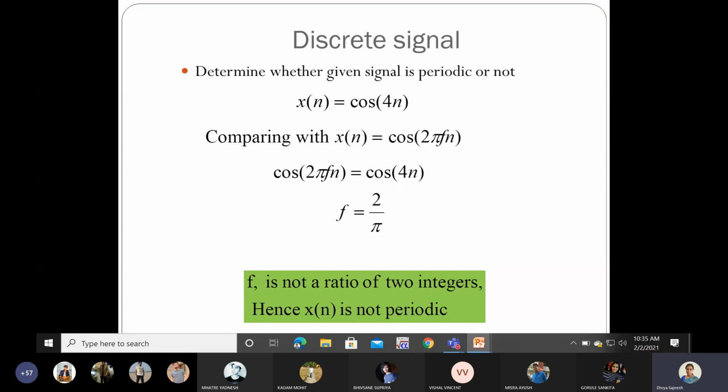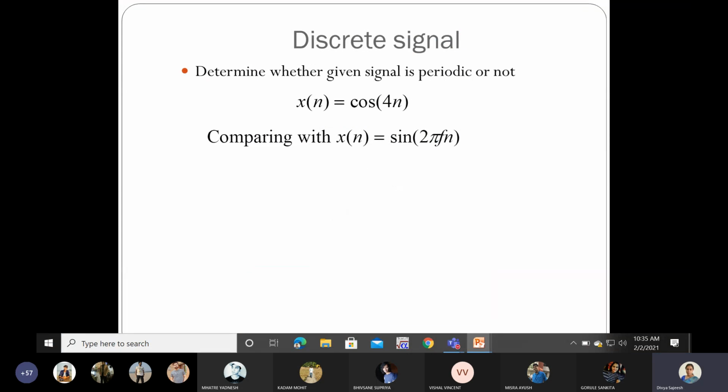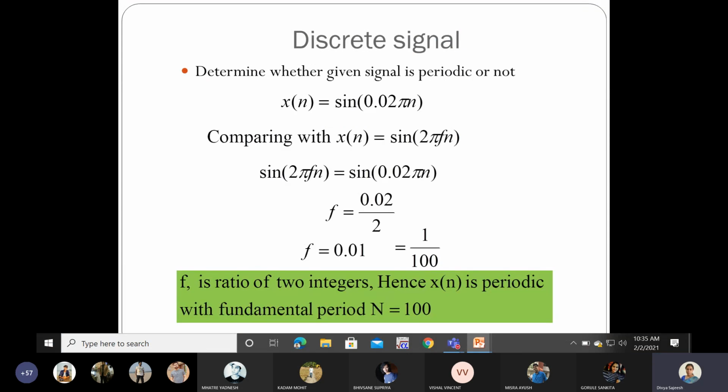Okay. So I hope all of you understood. So in the first case we have f as 1 upon 100. So it is periodic with a fundamental period of the sampled signal, N is equal to 100.